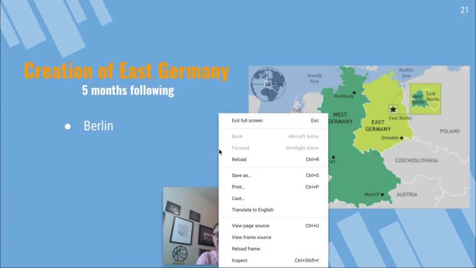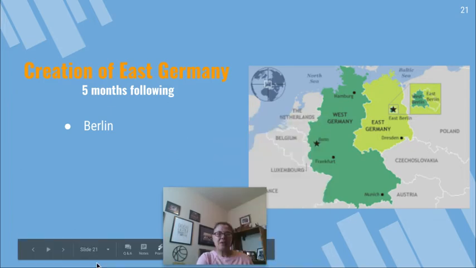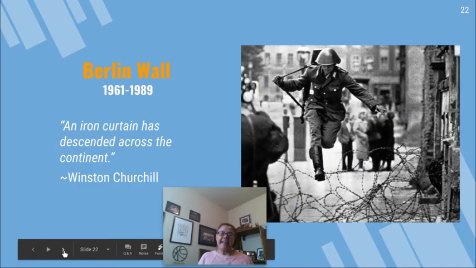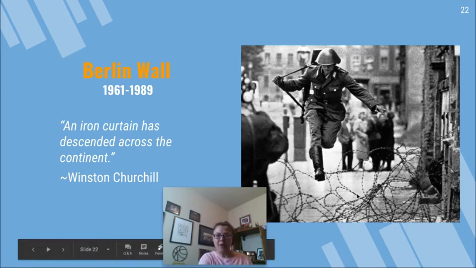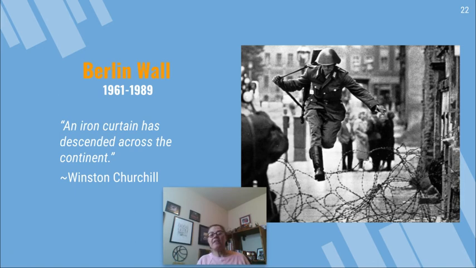So we get the creation of East and West Germany also as countries. And because of this, they will actually build an actual wall known as the Berlin Wall. At first, it starts off just as a barbed wire fence dividing the two sides of Berlin, the western side, the democracy side, and the eastern side, the communist side.